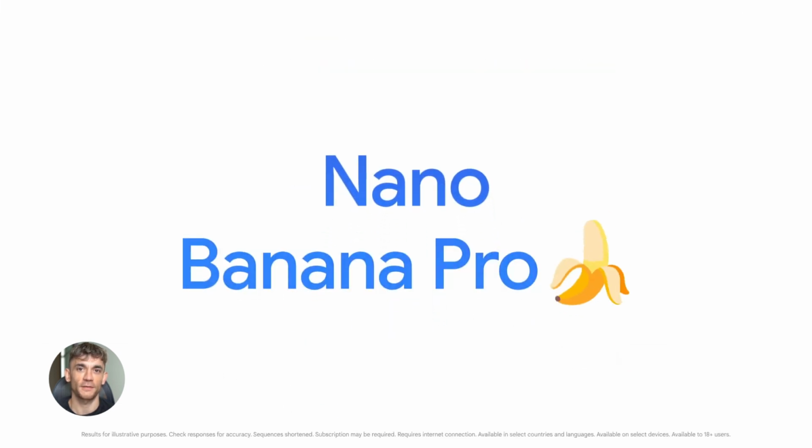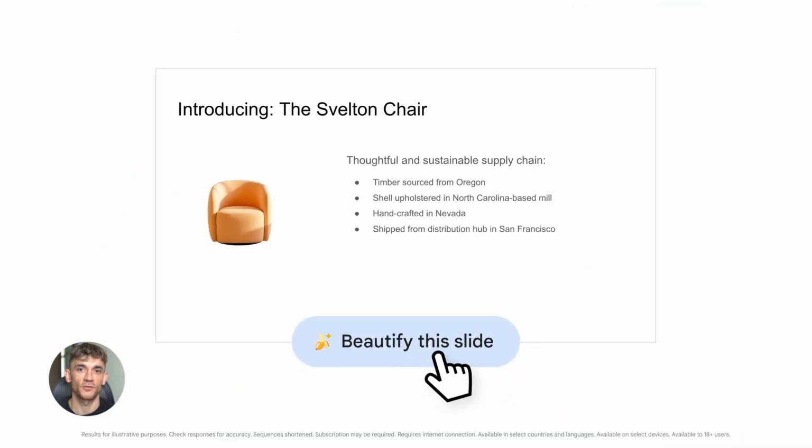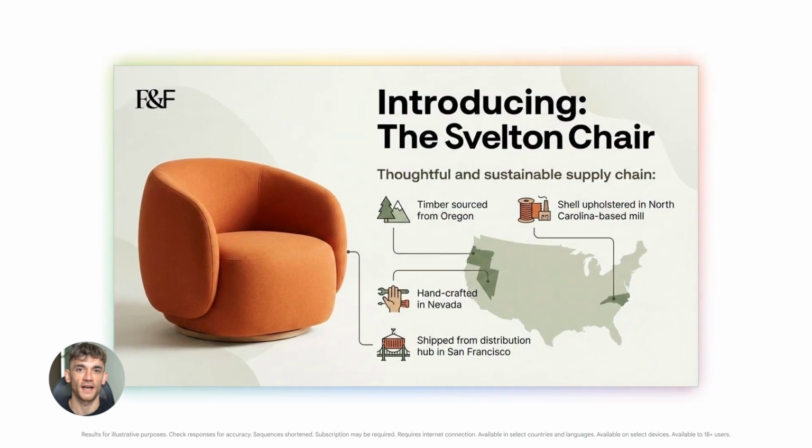Now, let's be real about the limitations, because there are some. Not everyone has access yet. The rollout is gradual, so if you don't see it in your account, be patient. So you can't pretend it's not AI generated.